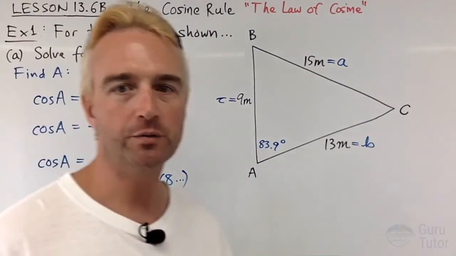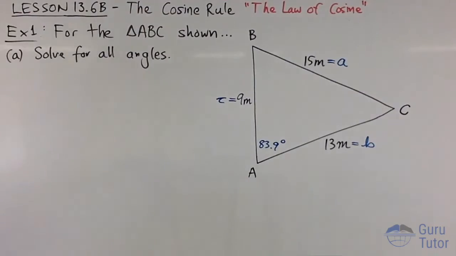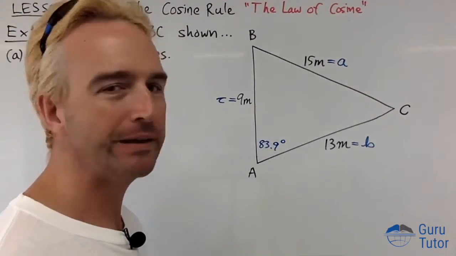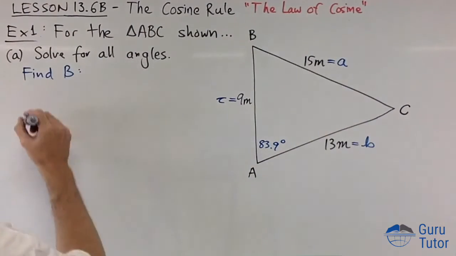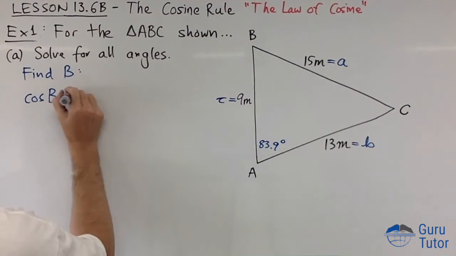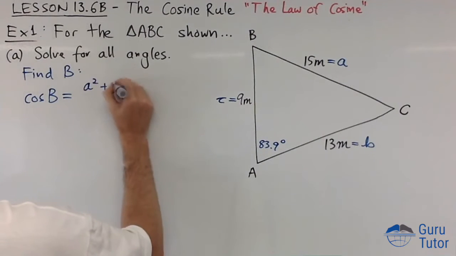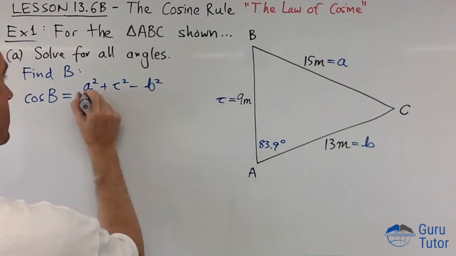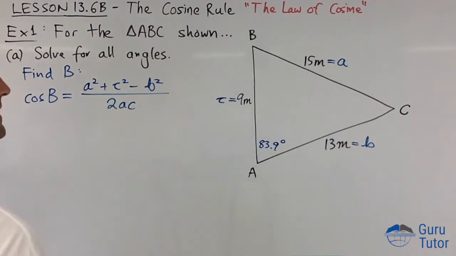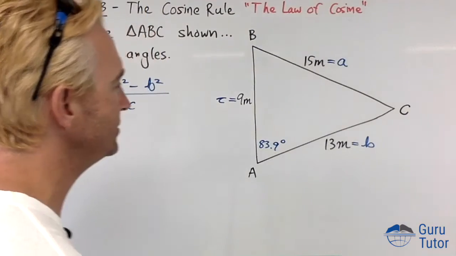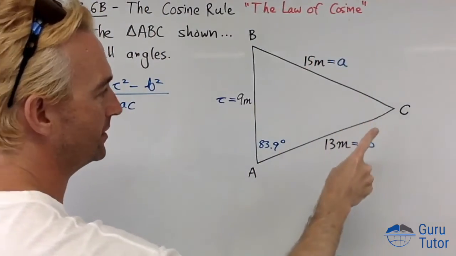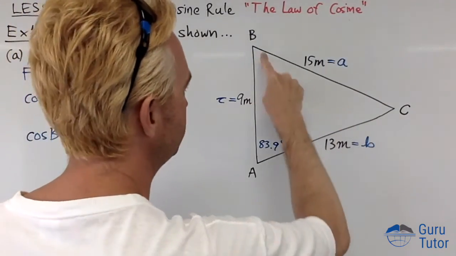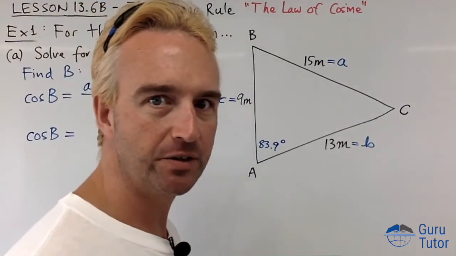What are we going to do now? We're going to find another angle. So next, B and C, what should we find? Angle B or angle C? Why not B? Let's find angle B. So this time we're going to do the cos B version. Cos B equals, and do you remember what that is? a squared plus c squared minus b squared all over 2ac. And by the way, you could use the sine rule here actually. You could do sine A over a equals sine B over b, and that would give you angle B. You've got a choice there, sine rule or cosine rule.